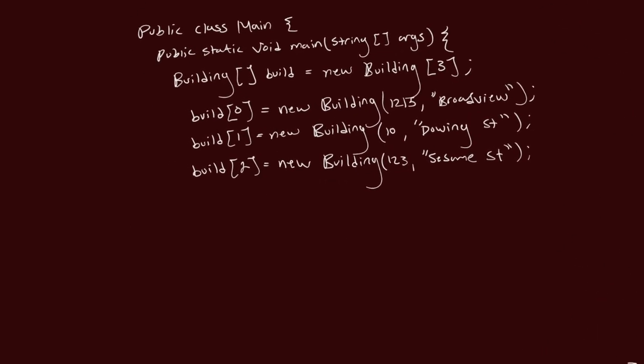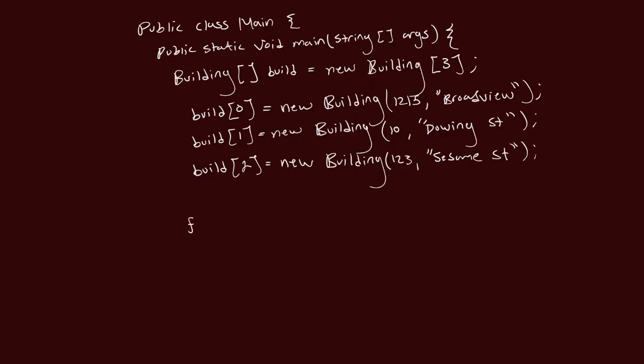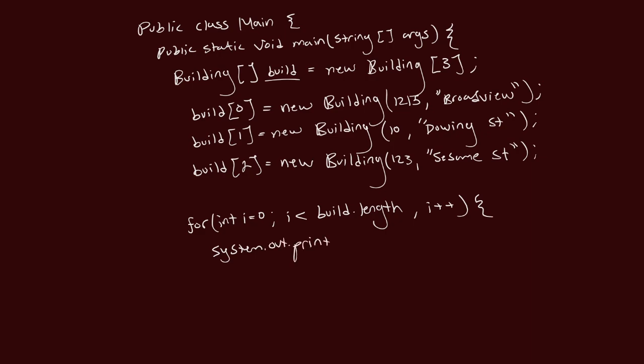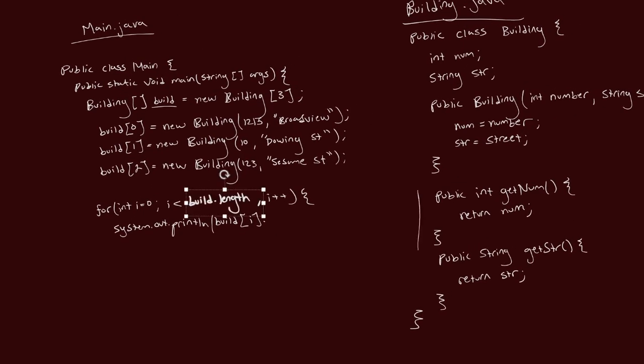Now let's access the contents of this array. So we'll start by doing a for loop. For int i is equal to 0, i has to be less than build.length. We call this an array, so we can use the length function. And then i increments by 1 each time. Now we're going to do System.out.println, and we're going to get our building number. So we do build[i].getNumber.